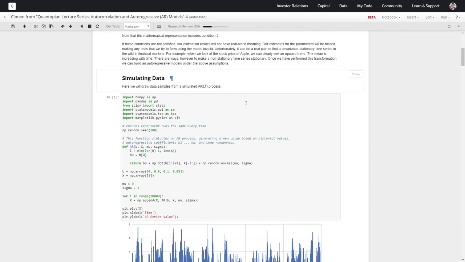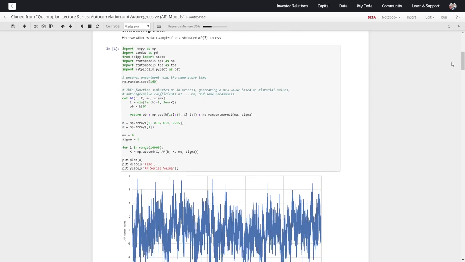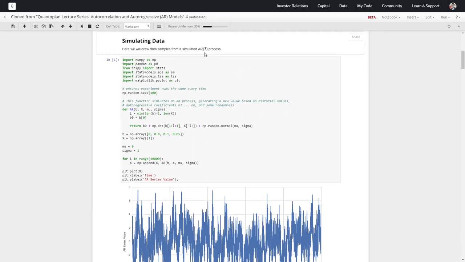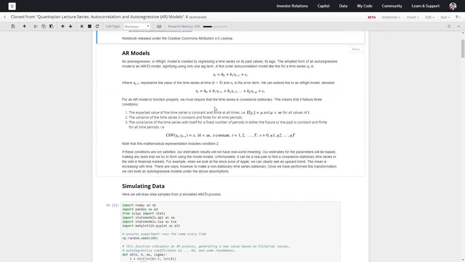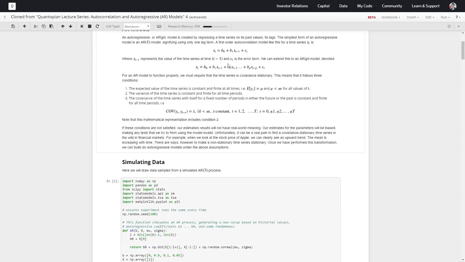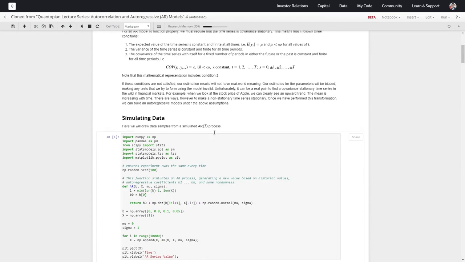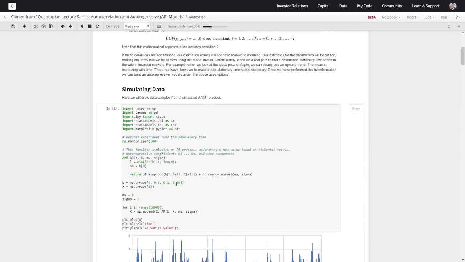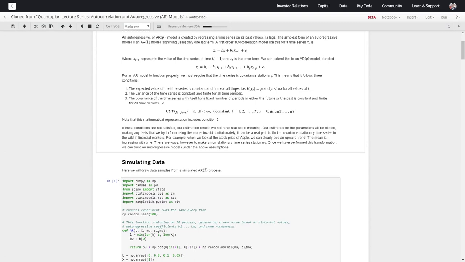So the first thing we're going to do is simulate some data. In this case, we're going to use an AR3 process. That's how you would notate it, which means that the current value is dependent on the past three values of the series. Here's our beta array, our B, and it means that our constant is 0, so there's no base state and no mean in this. Then we have a 0.8 dependency on t-1, a 0.1 dependency on t-2, and a 0.05 dependency on t-3.